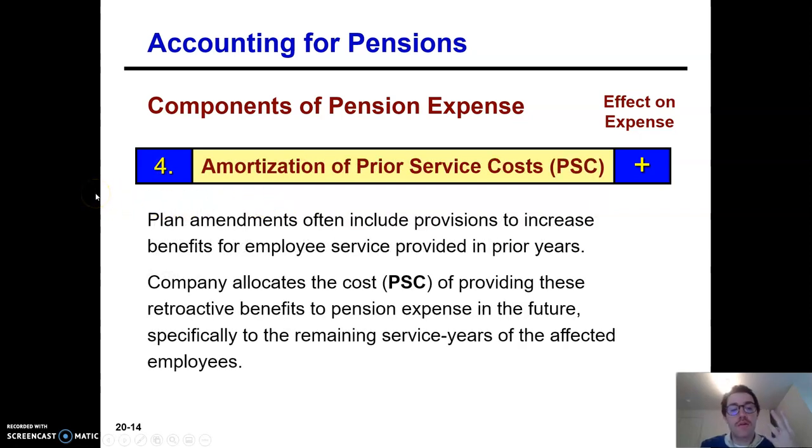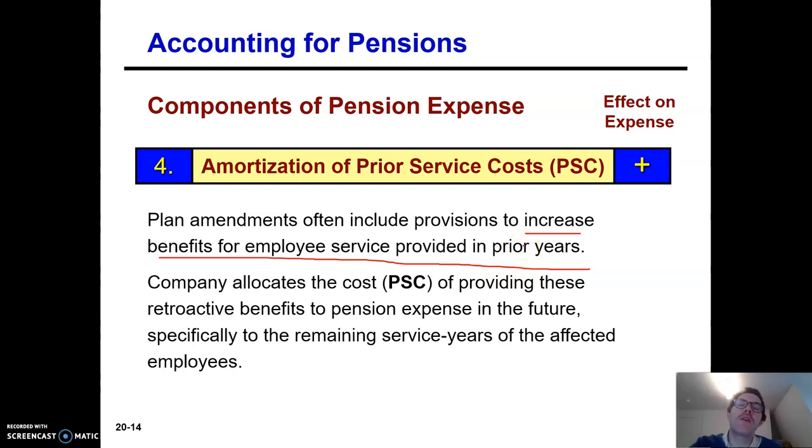The fourth component of pension expense is the amortization of prior year service costs, or PSC, it'll be abbreviated. And this is going to increase your pension expense. There are a few ways this can happen. One is you have an amendment to your plan, an amendment that includes provisions that are going to increase the benefits for services provided in prior years.